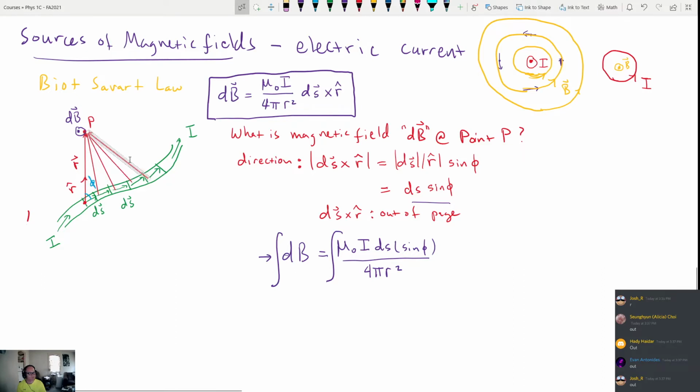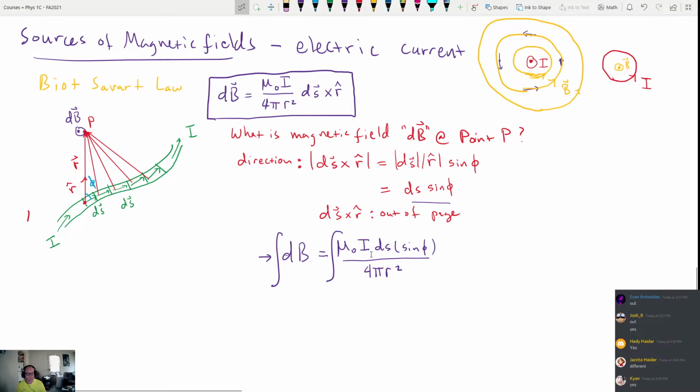Is the length of that line changing? Yes, no? Yeah, it's changing, right? So r is changing. What about the angle? The angle phi was the angle between r and ds, right? Is that angle changing? Is the angle here the same as the angle here? It's not, right? The angle's changing as well.